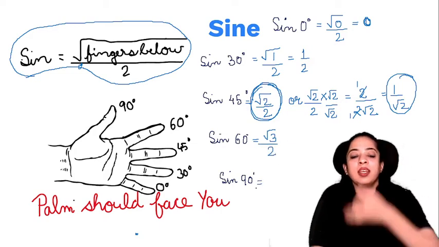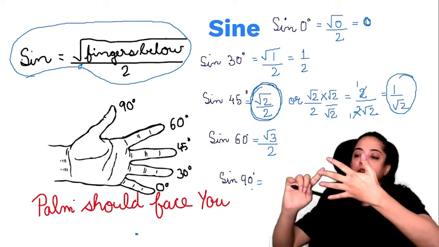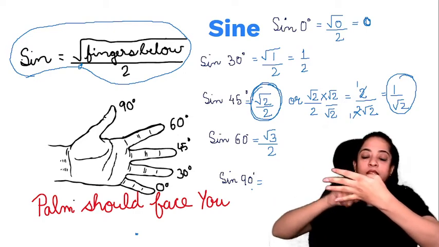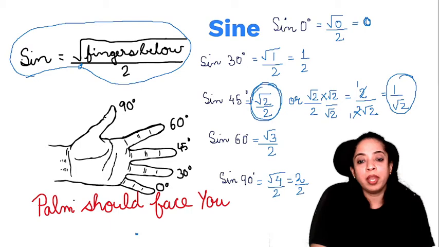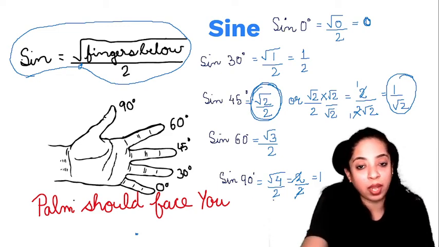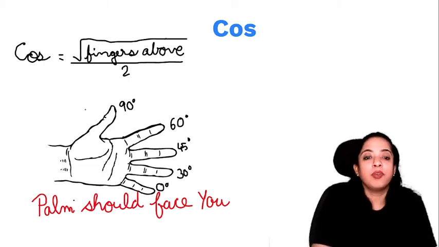Isn't it amazing? Now sine 90: 0, 30, 45, 60, 90. Fold this. How many fingers below? 4 fingers below. So square root of 4 by 2. Now square root of 4 is nothing but 2. So 2 by 2, which gets cancelled and we get 1. Is that clear? So sine 0 is 0. Sine 30 is half. Sine 45 is 1 by root 2 or root 2 by 2. Sine 60 is root 3 by 2. Sine 90 is 1. Now let's see for cos.